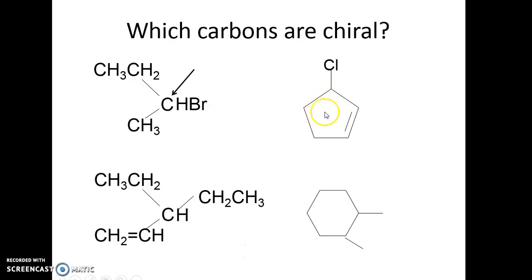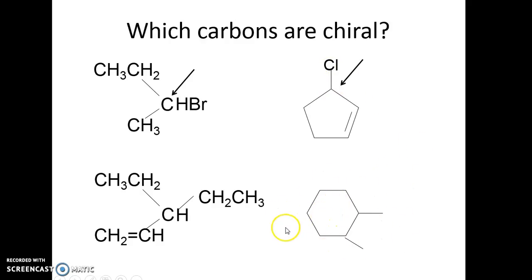If I look up here, I can see there is a double bond here, so neither of these carbons can be chiral. This has two hydrogens and this has two hydrogens, so they cannot be chiral. What about this? Well, this side is different from this side, so that's two groups. Then there's a chlorine, three groups, and a hydrogen on here. So this carbon is chiral.